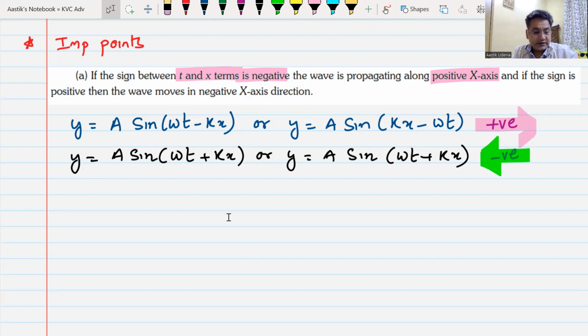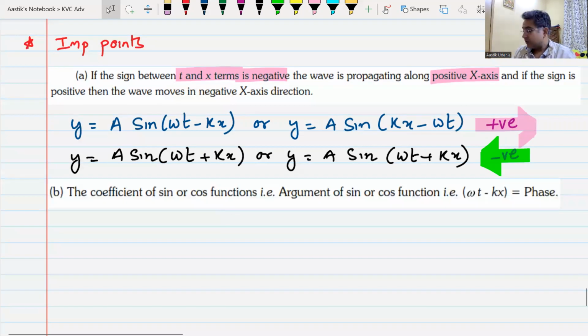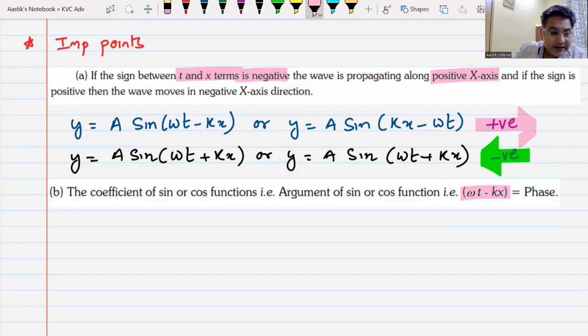Then we had seen the term called phase. Whatever comes inside this sine and cos, omega t minus kx or whatever, that is known as the phase of the wave. It's not the phase of the wave, it's the phase of the particle of the wave. Of what particle you are talking about.